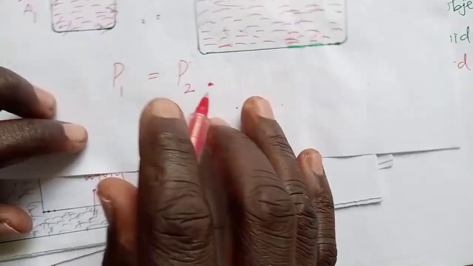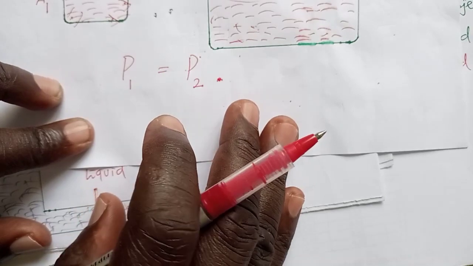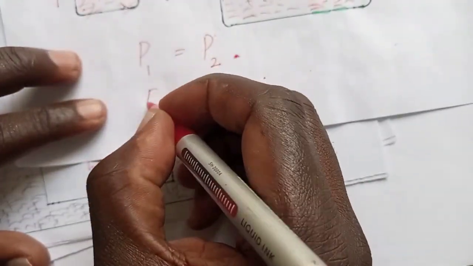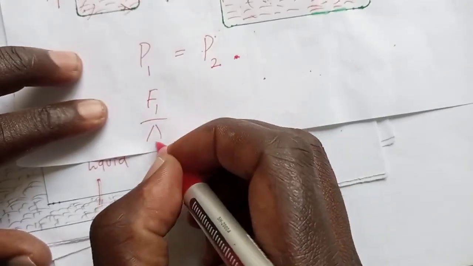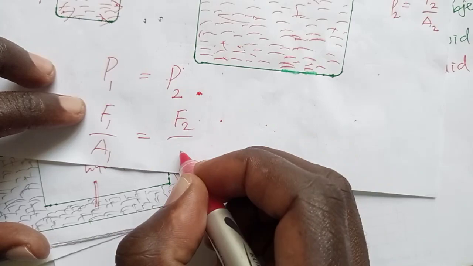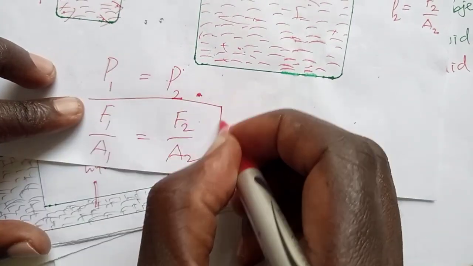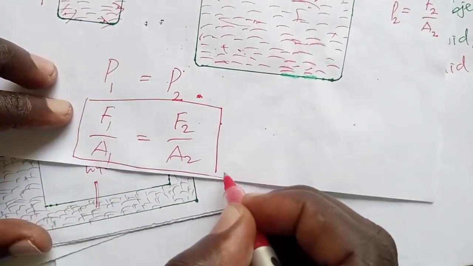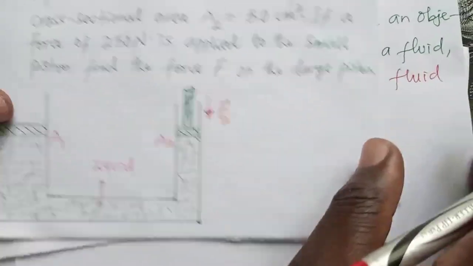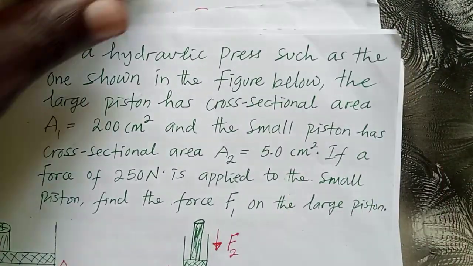Okay, this means we can write an important equation here. We know from here that our P1 is F1 upon A1, and then is equal to, and our P2 is F2 upon A2. This is an important relation that you need, especially in solving a problem. Now, having said that, having explained that, let's see this problem.